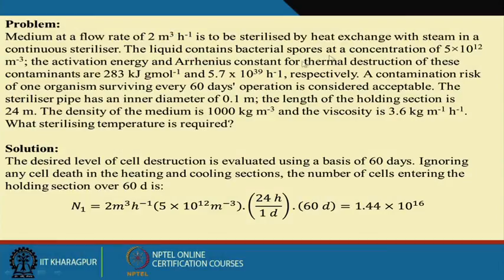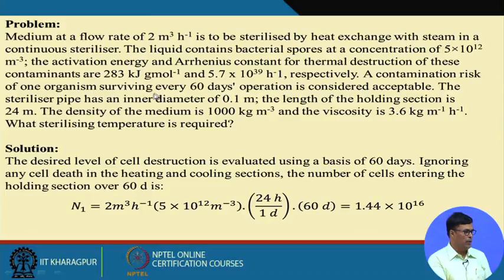The contamination risk, this is very important: a contamination risk of one organism surviving in 60 days of operation is considered acceptable. Now, in a continuous flow reactor, you have to calculate how many organisms are present if you operate this for 60 days. So the flow rate is 2 m³/h, am I right? And the organism concentration is 5 × 10^12 per cubic meter.